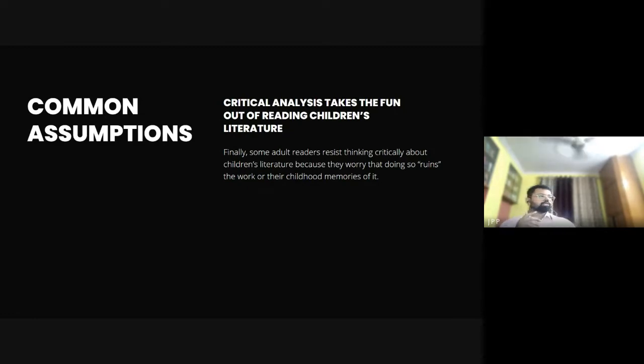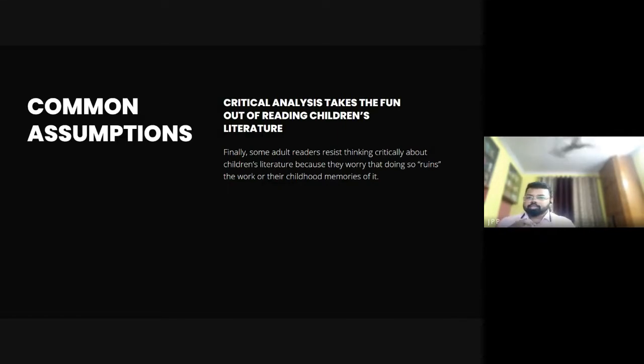For instance, you can also say, well, what's the point of me analyzing a poem like Humpty Dumpty? Or what's the point of me analyzing a poem such as London Bridge Is Falling Down? Wouldn't it take the fun out of it? Wouldn't it ruin the whole scene? Wouldn't it ruin it for the children who are studying it? Now, there are some academics who do consider that critically analyzing children's literature ruins the work of their childhood and the memories which you associate with it.